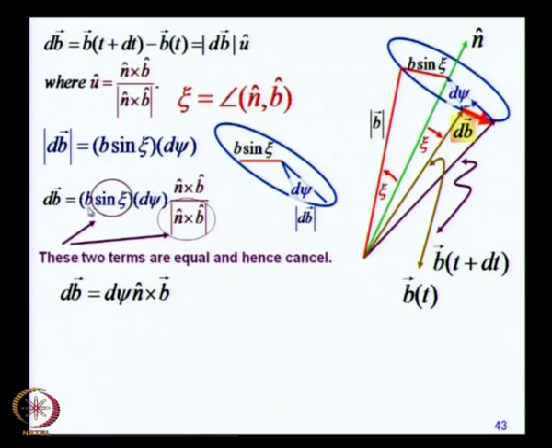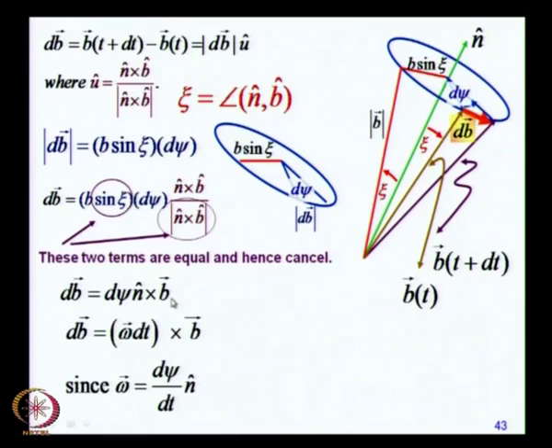So, I have included the magnitude of this vector b and the direction of that vector together in this vector b. So, dB, the displacement vector, becomes d psi times n cross the vector b itself, and d psi we know, because if omega is the angular velocity, then it is nothing but d psi by dt times the unit vector. So, you can write d psi times n as omega dt. So, this is rather straightforward algebra.